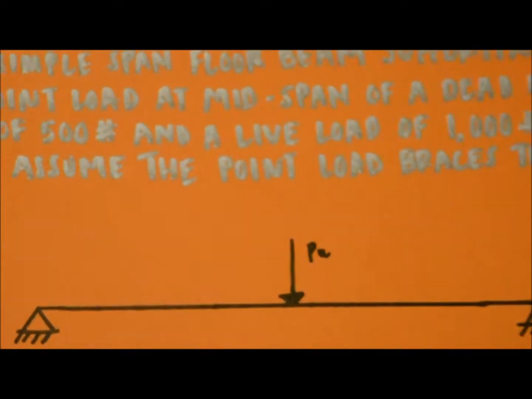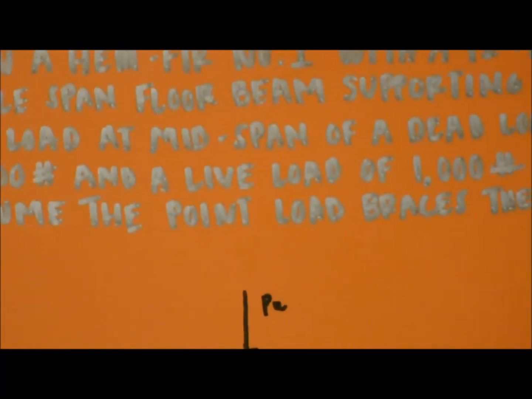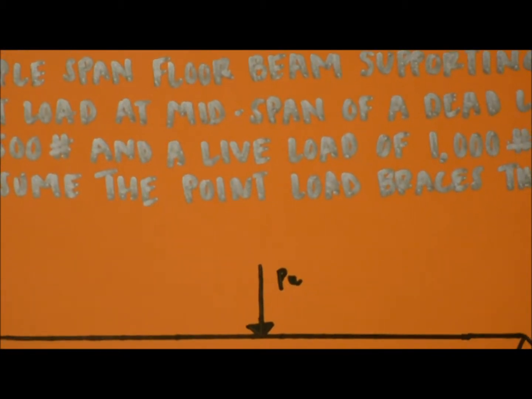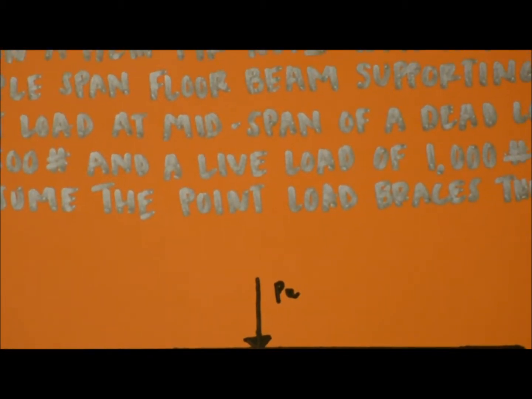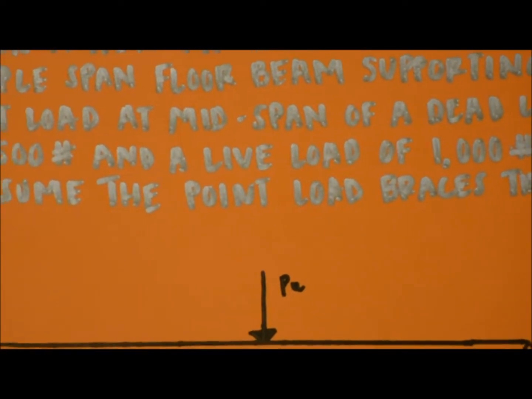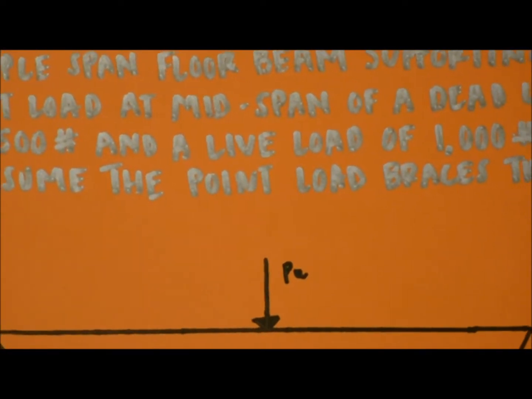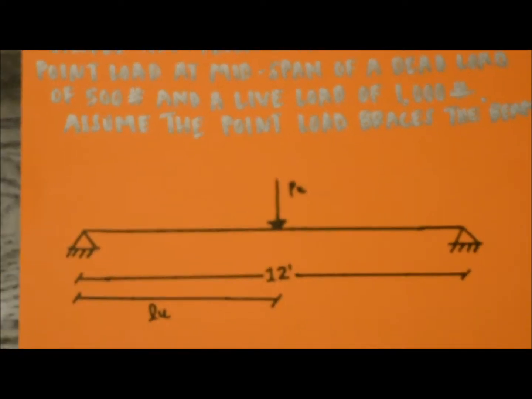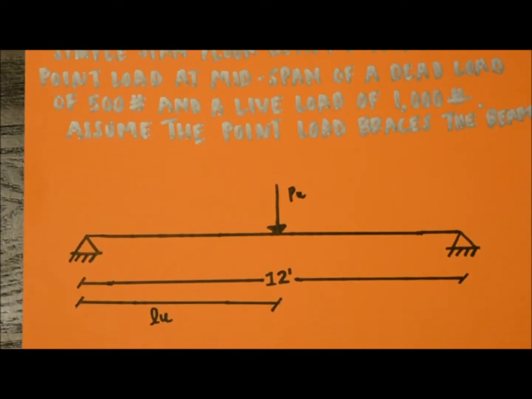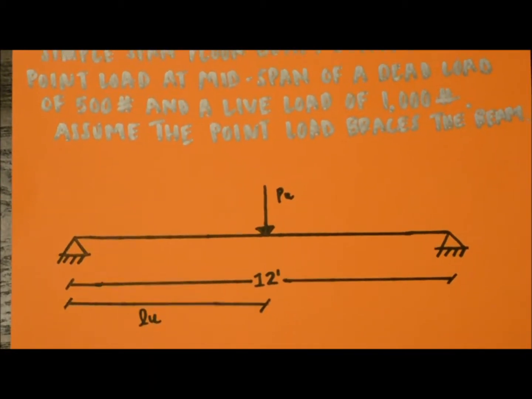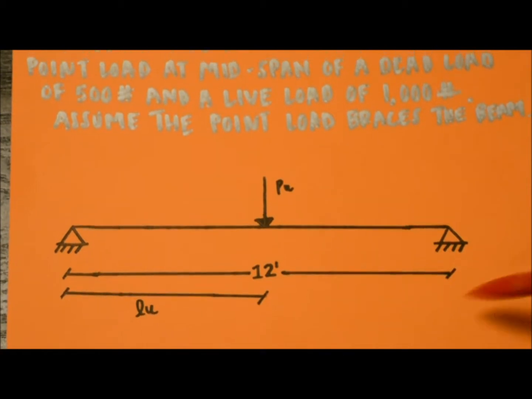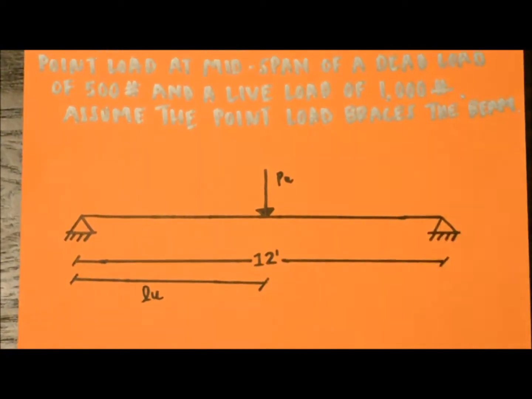So let's look at the problem statement. We're going to design a Hem-Fir number 1 with the 12-foot simple span floor beam. It's going to support a point load at mid-span of a dead load of 500 pounds and a live load of 1,000 pounds. Assume the point load braces the beam. So you can see our drawing that we have here. We've drawn the simple span beam with our point load, PU, at mid-span, and that dimension is denoted as LU.